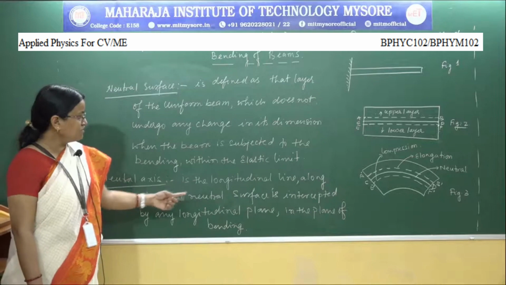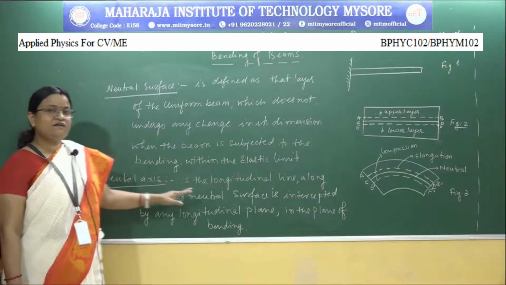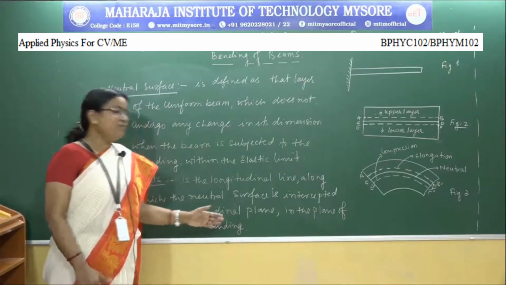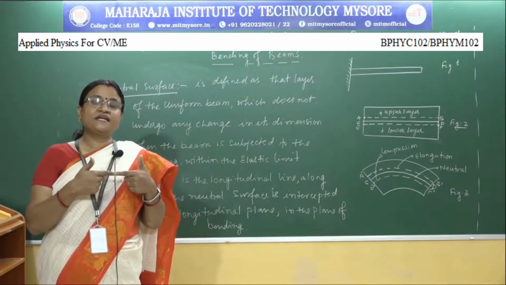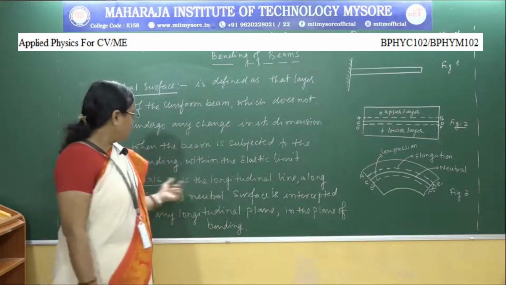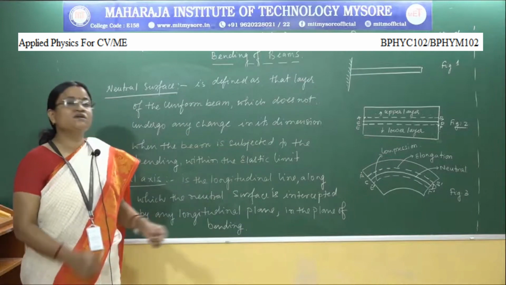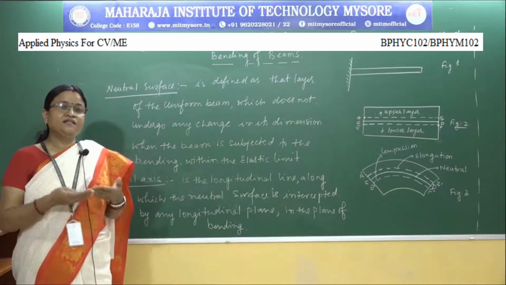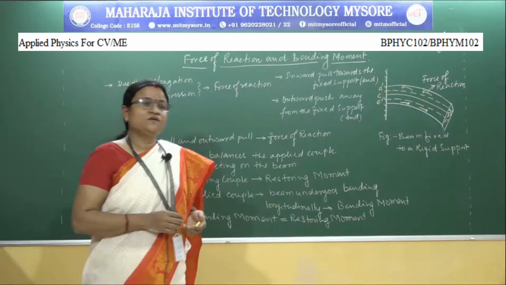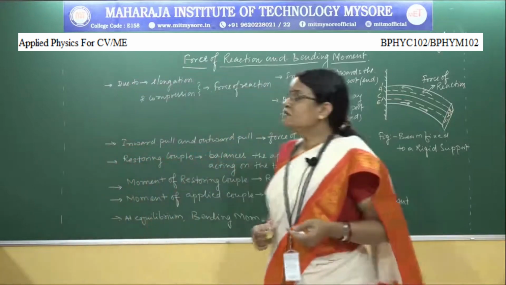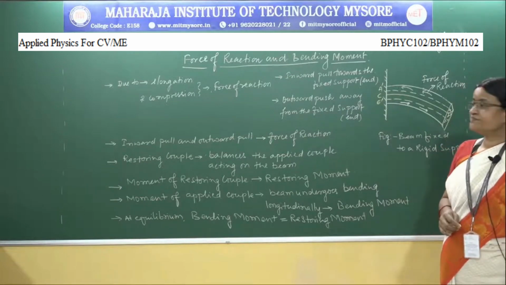Now what is the neutral axis? It is the longitudinal line along which the neutral surface is intercepted by any longitudinal plane in the plane of bending. So the axis passing through the plane which is neutral, that is what we call the neutral axis, and that axis is nothing but a longitudinal line, and the plane on which it lies is also longitudinal. Now we will learn what is force of reaction and the bending moment.